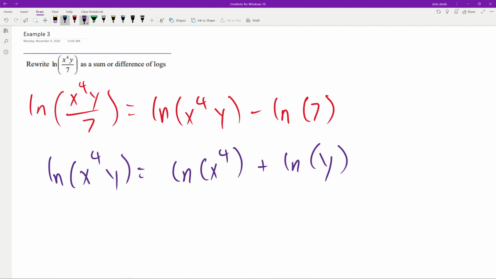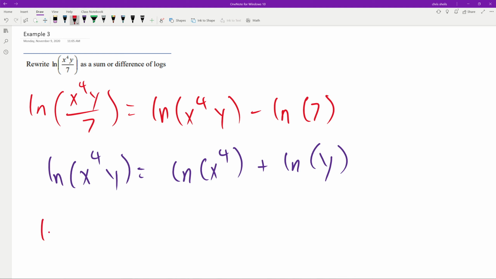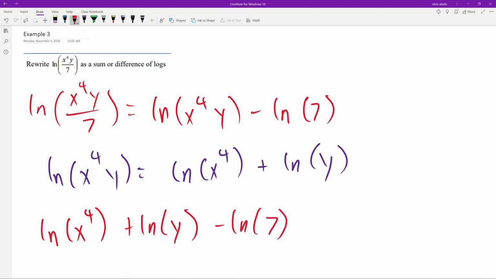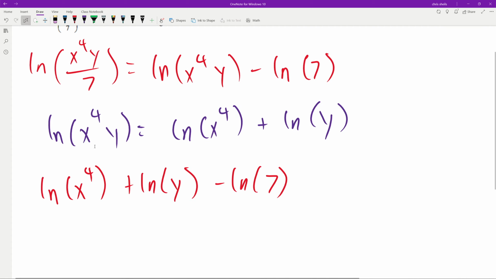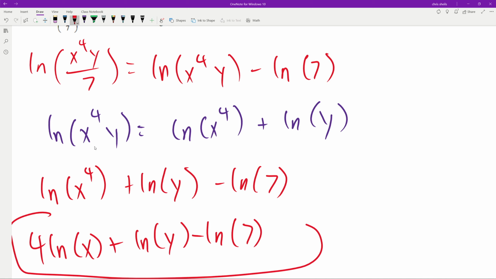Then this entire expression becomes natural log of x to the fourth plus natural log of y minus natural log of 7. And then to fully expand this, I should go ahead and use my exponent property on this first term to turn this into 4 times natural log of x plus natural log of y minus natural log of 7. And this is my answer.